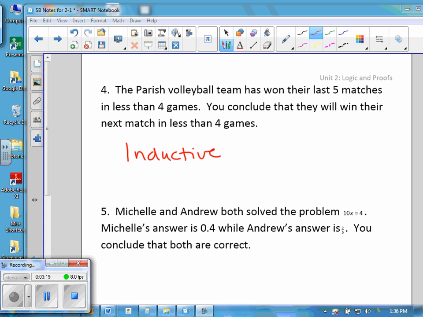Again, you are making a conclusion based on past experience. In past experience, they're winning in less than 4 games. You're going to conclude, therefore, that their next game would also be less than 4 games, but it's possible that that may not be true. This is inductive reasoning.